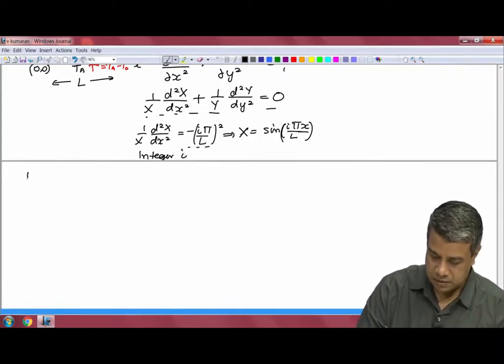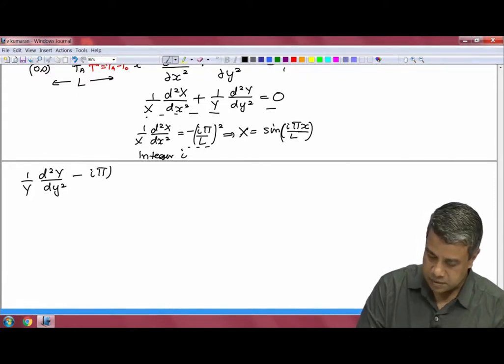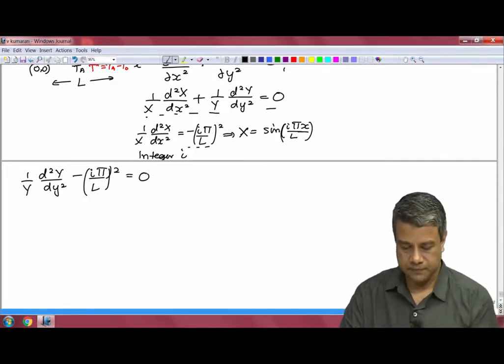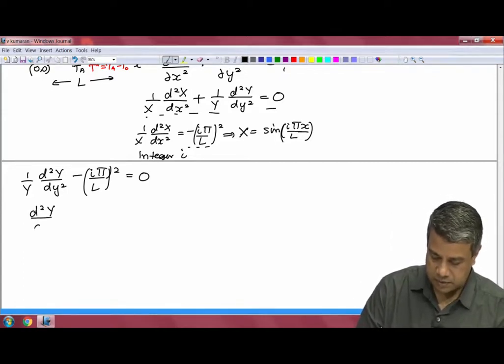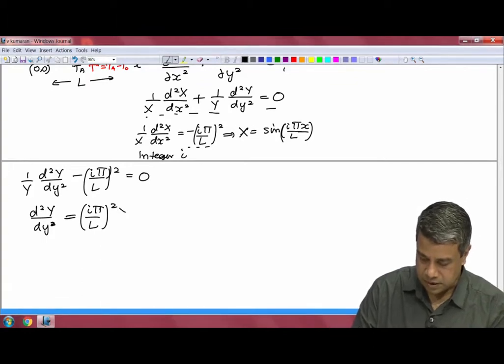I will get 1 over Y d square Y by dy square plus minus i pi by L the whole square is equal to 0. And that will give us d square Y by dy square is equal to i pi by L the whole square into Y.